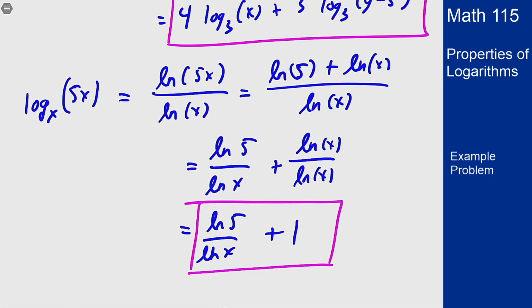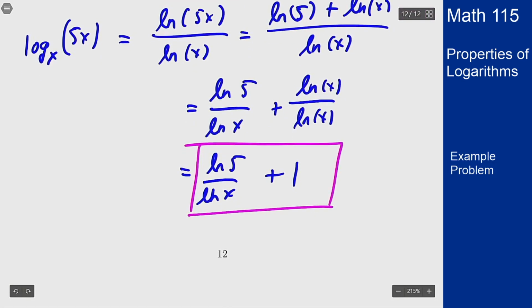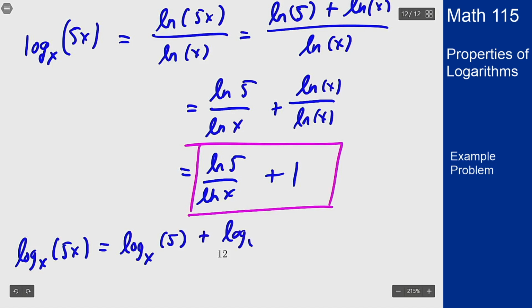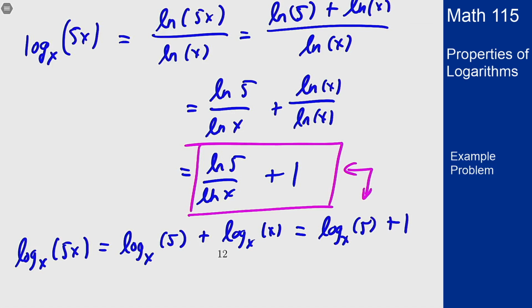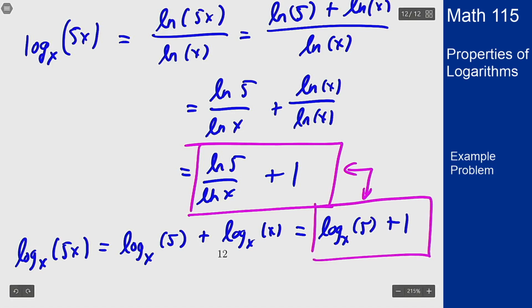As a second approach, you could also take this first expression and just do the product rule right away, and get log base x of 5 plus log base x of x, and we know that log base x of x is 1 for any x. This becomes log base x of 5 plus 1, and using change of base, these two are equivalent. So either of those would be acceptable for an expanded, simplified answer for this expression, because they are equivalent expressions.